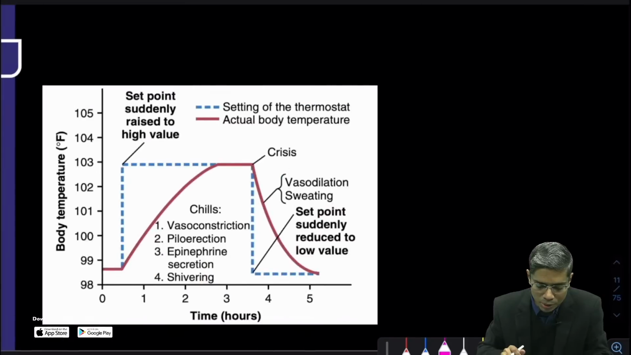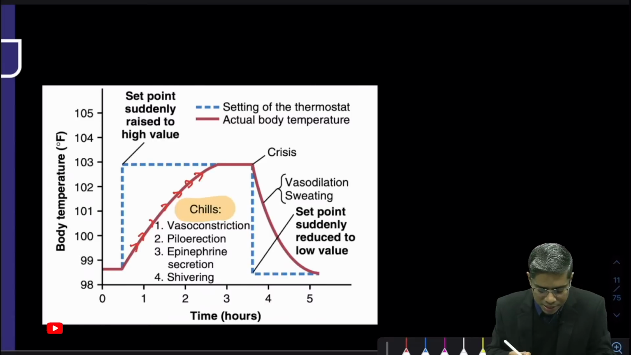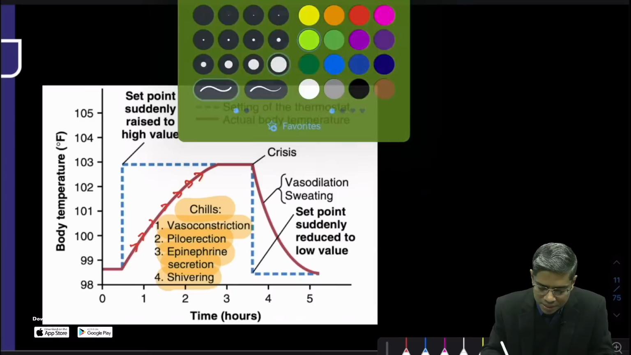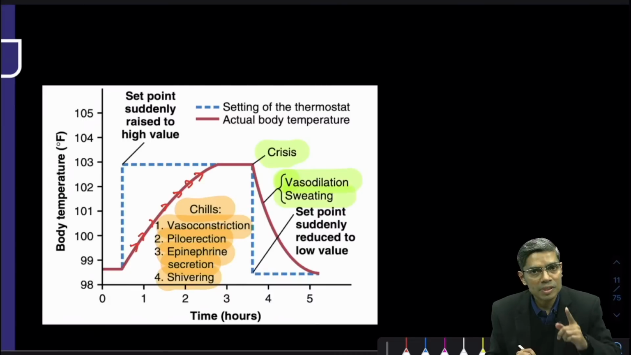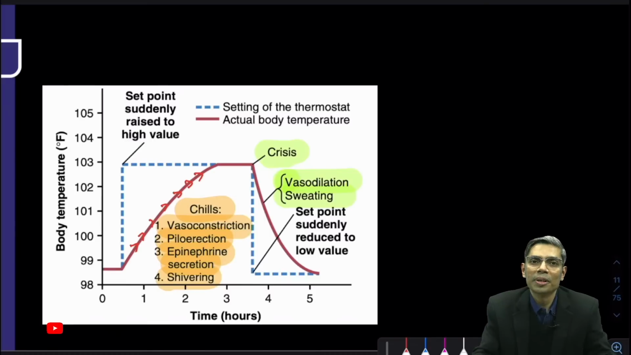So that's why, look at this exact graph which is taken from Guyton, and this has been put into the question. On the first half side, this is the A in your MCQ. What is happening? There are chills. So the body is trying to generate heat by vasoconstriction, piloerection, epinephrine secretion and shivering. And when the crisis reaction is happening, the body tries to lose heat by vasodilation and sweating. Understood? This is the thing that you have to remember. Okay, understood?